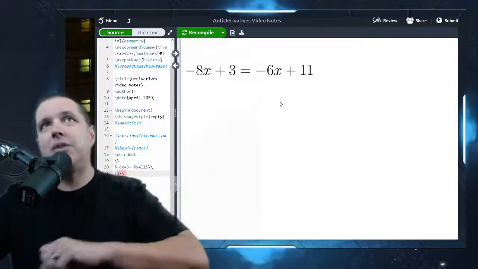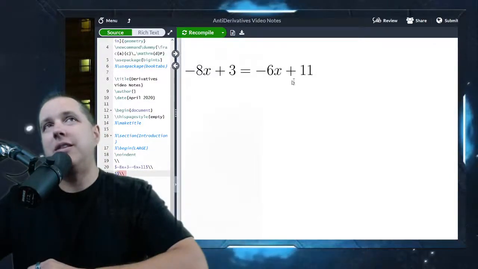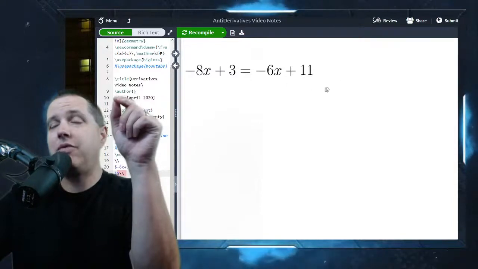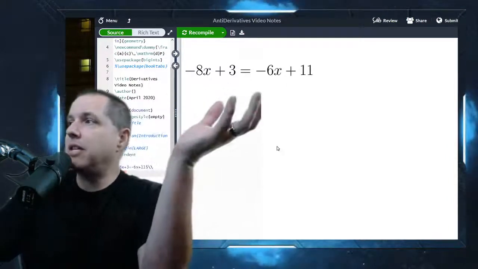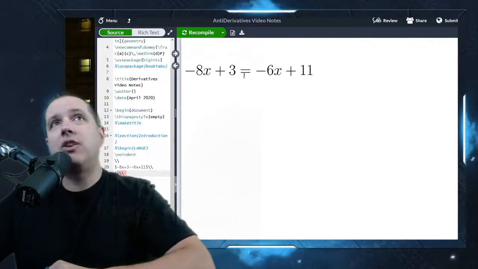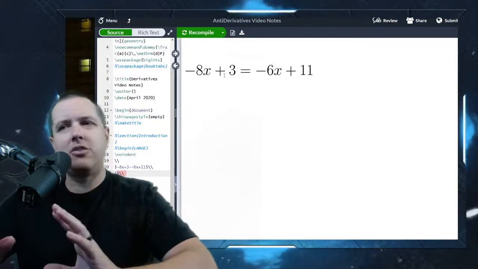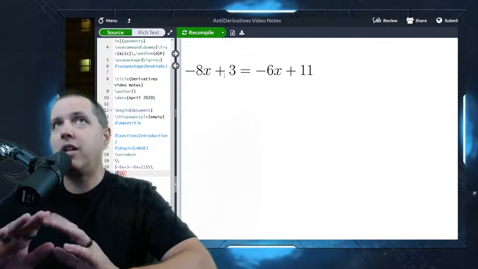And actually, I skipped a step because it doesn't matter here. Your very first step would be to simplify the left side and simplify the right side. But in this problem, that's already done because these are not like terms. We can't combine those, right? We can't add a negative 8x and a plus 3. Those don't simplify because they're not like terms.